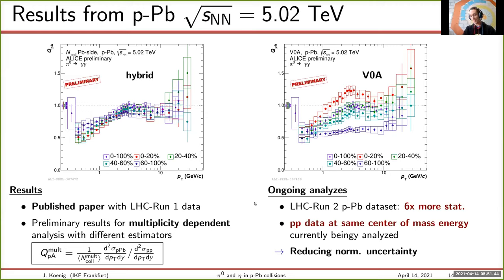To briefly highlight the ongoing analyses, there is still much more statistics on tape for PLED at 5 TeV. We have 6 times more statistics in the Run 2 data, which is not yet published. And we now also have the PP data at the same center of mass energy, which will in the end reduce the normalization uncertainty.